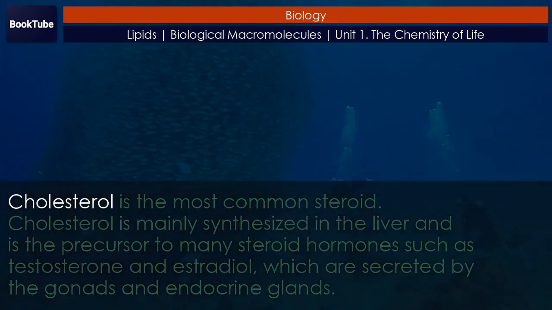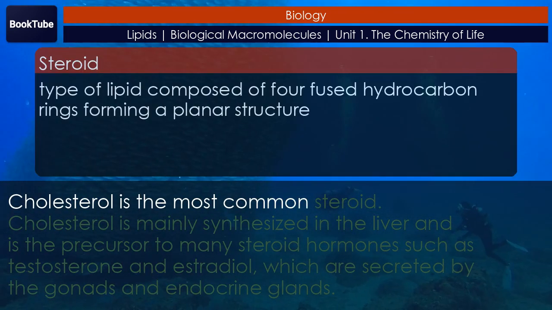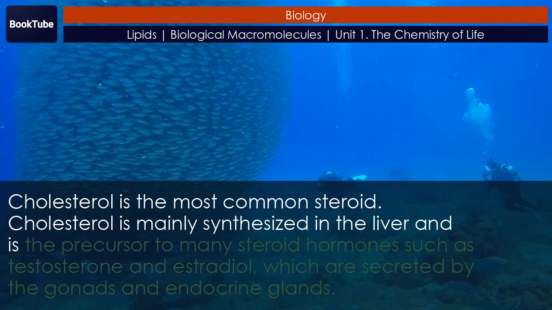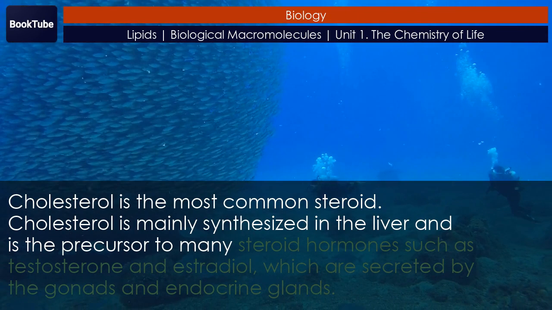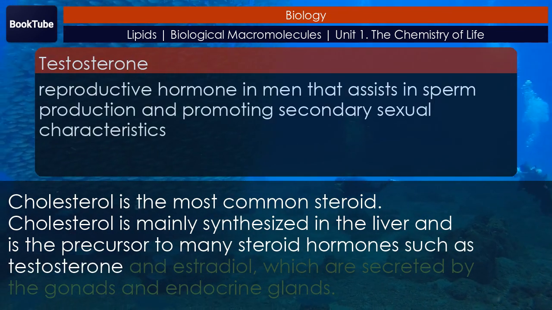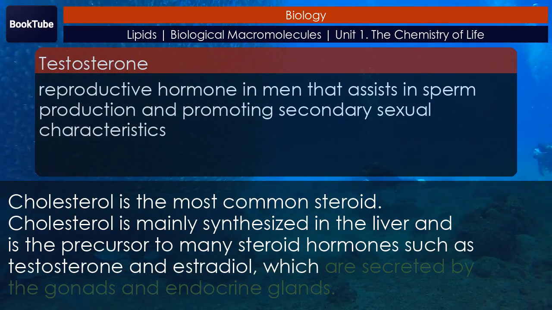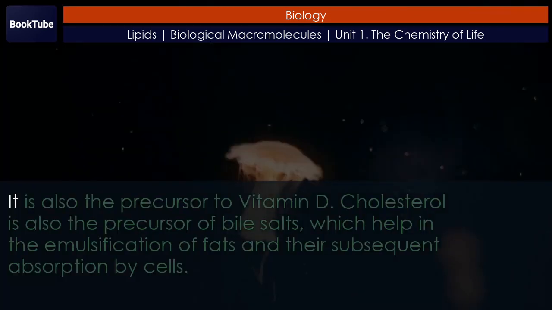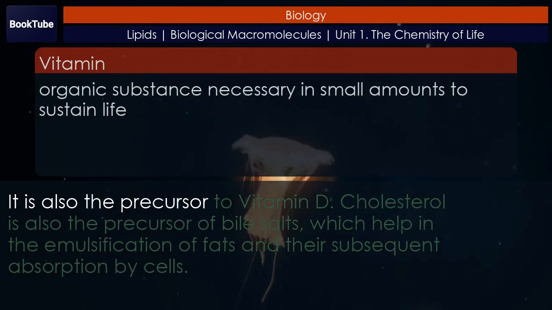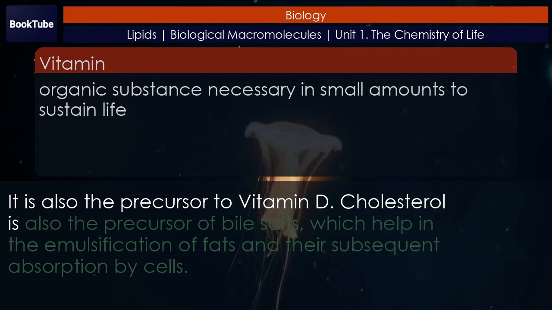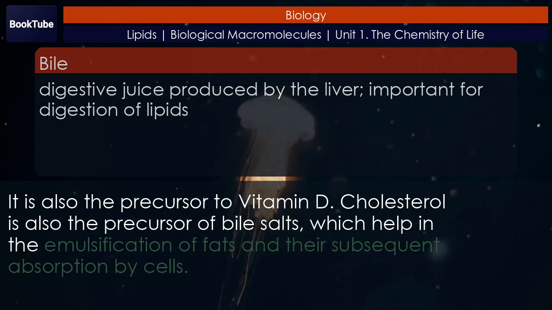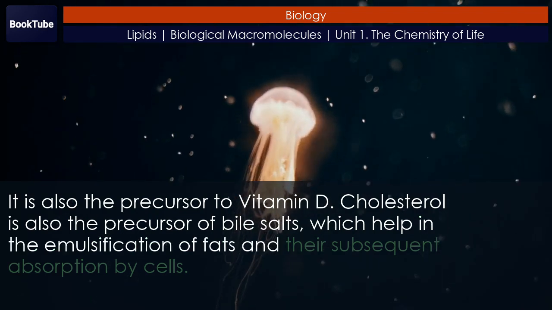Sterols. Cholesterol is the most common steroid. Cholesterol is mainly synthesized in the liver and is the precursor to many steroid hormones such as testosterone and estradiol, which are secreted by the gonads and endocrine glands. It is also the precursor to vitamin D. Cholesterol is also the precursor of bile salts, which help in the emulsification of fats and their subsequent absorption by cells.